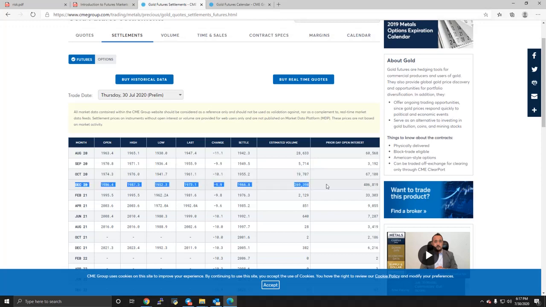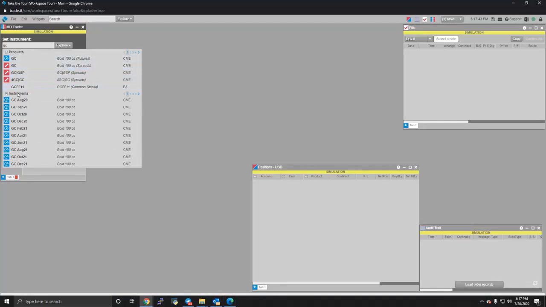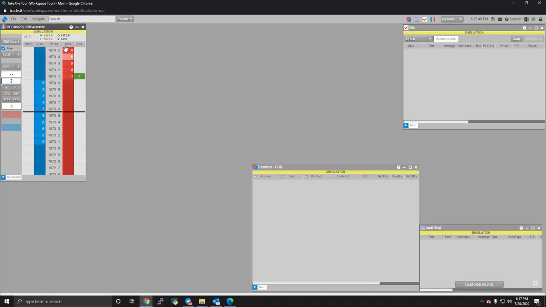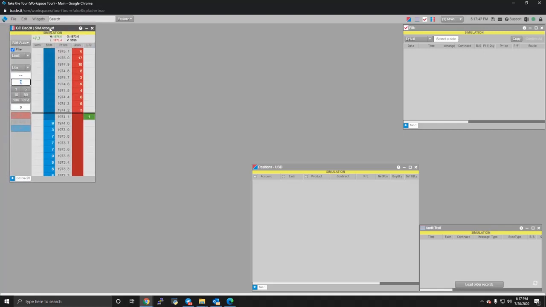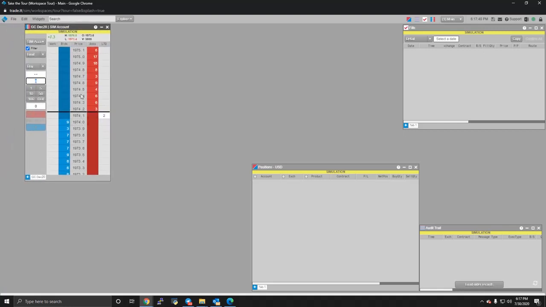With December being the most actively traded contract currently, I am going to pull up the December market and take a look at the order book. So here we notice bids and offers. Bids are on the left here at lower prices than offers. Bids are contracts that are trying to buy. Offers are contracts that are trying to sell.